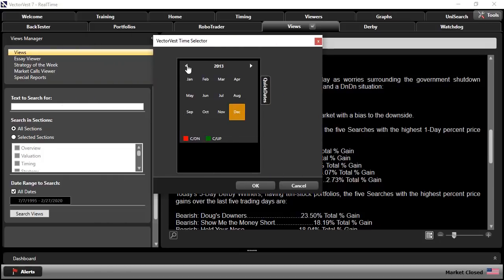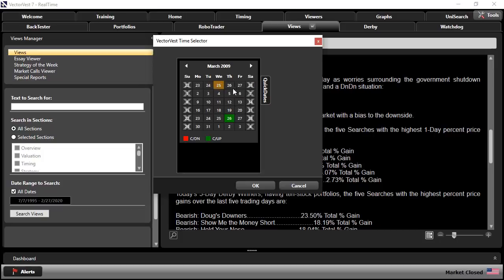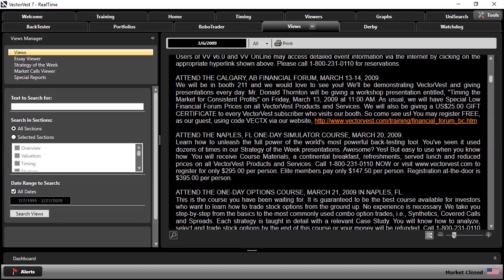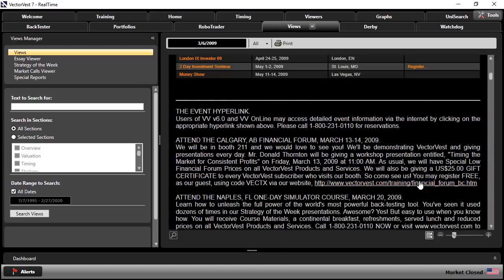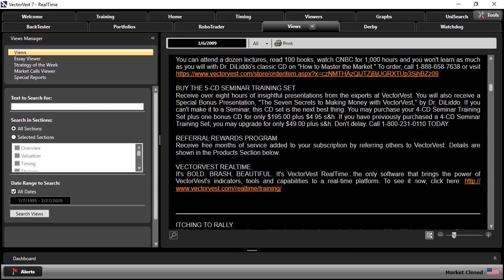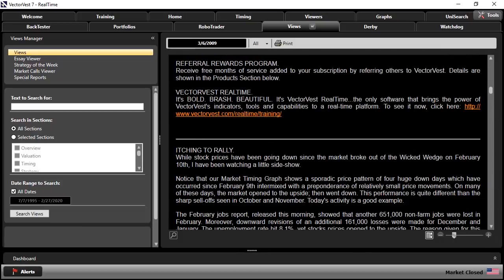Let's take my calendar. Let's go back to 2009. I said 2009, right, Glenn? Yep. Let's go to March, and let's go to the 6th. We nailed this bottom. All right, this was on a Friday's views. Let's scroll down a little bit, and Dr. DeLito wrote an essay called Itching the Rally.